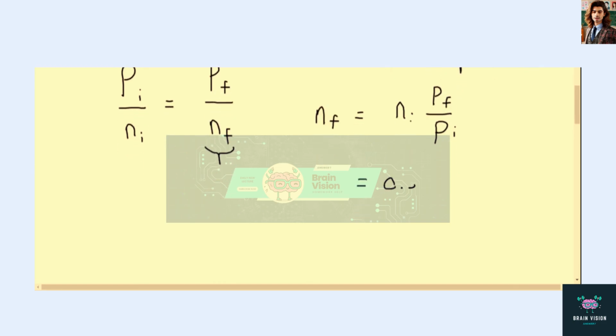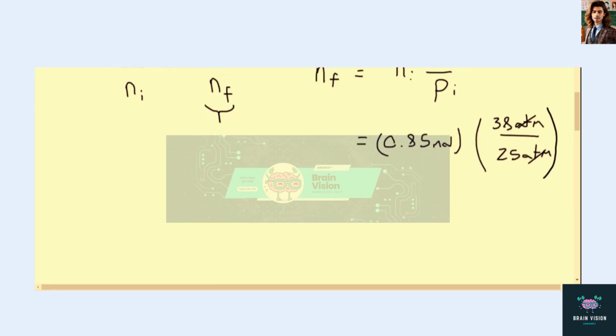So we'll have 0.85 moles times 38 atm over 25. So those units cancel. And what we're left with is just 1.292 moles.